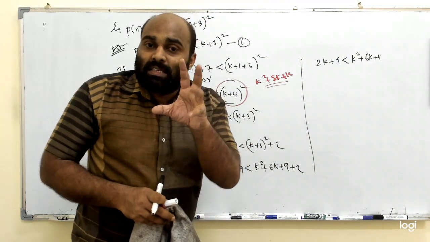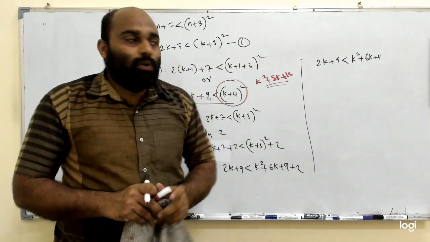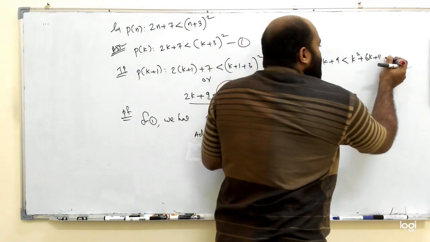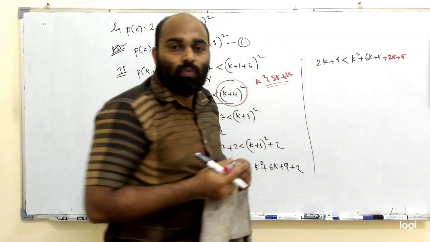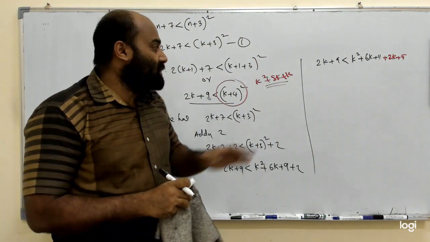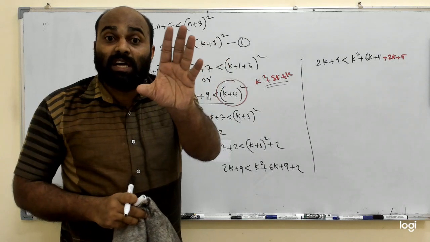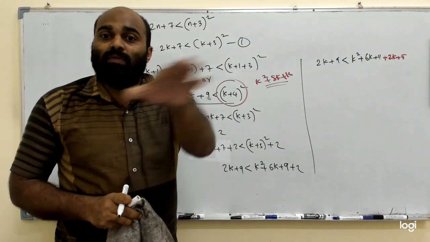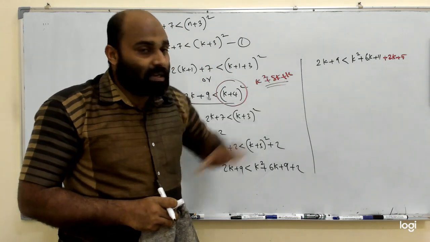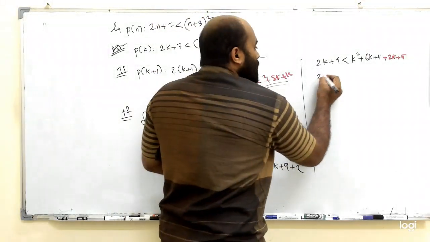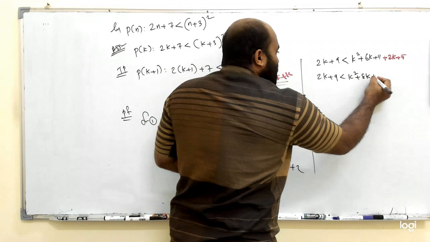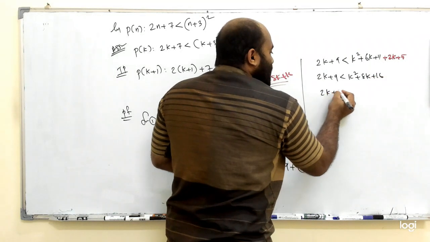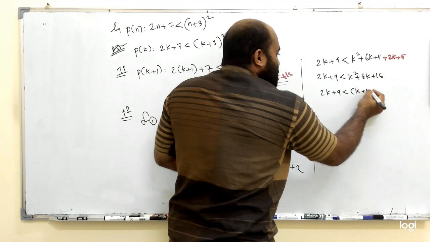So bigger side we can add. I already told you. So on this side I'm going to add, nothing will happen to the inequality, 2k plus 5. Why did I add 2k plus 5? Because I want to get this. Bigger side we can add anything, smaller side we can remove anything. So that is the bigger side. So what we got is 2k plus 9 less than k square plus 8k plus 16. That is 2k plus 9 less than (k plus 4) whole square.